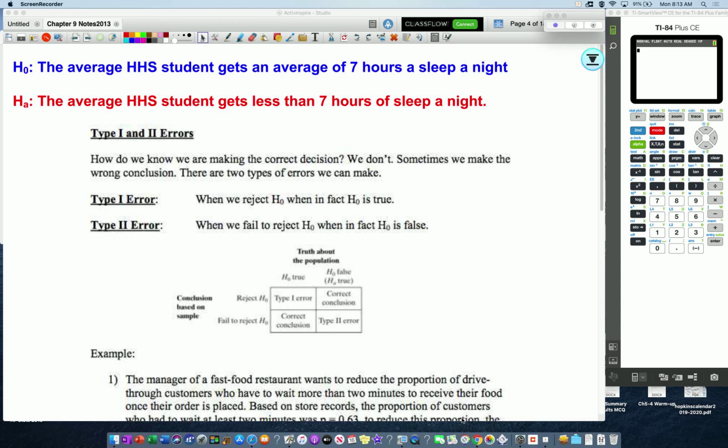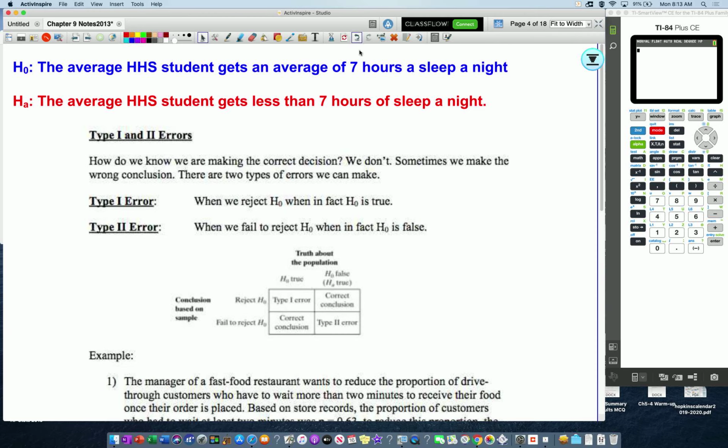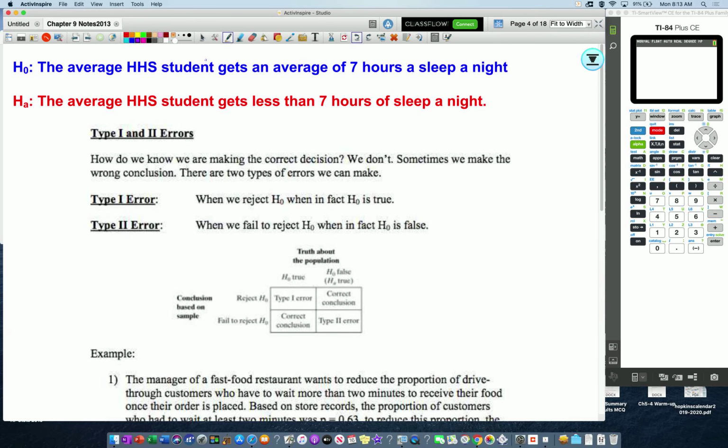So the question becomes, are we making the actual right decision? What can actually happen is you could be making a mistake. And these mistakes are called type 1 and type 2 errors. So let me explain how those work.